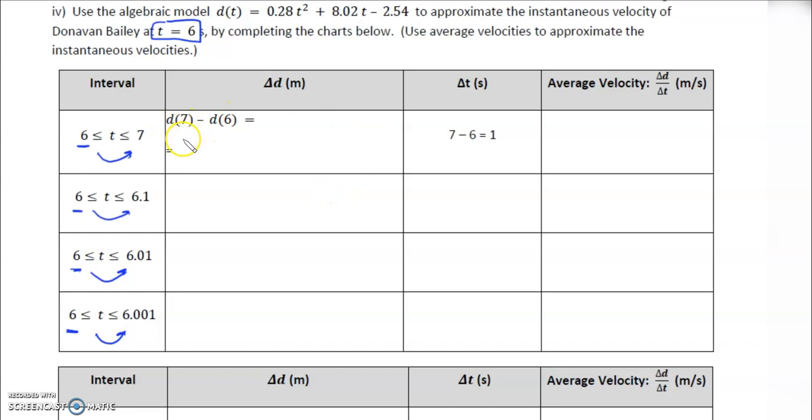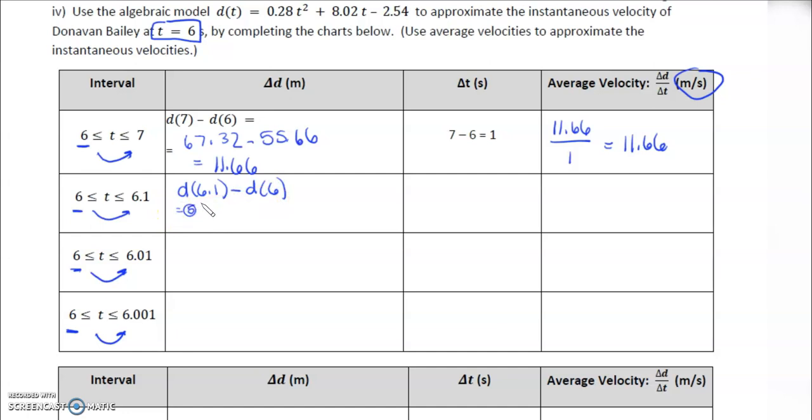Find D at 7. Well, D at 7 is 67.32, and then D at 6 is 55.66. So what I get for the answer here is 11.66. The difference here is 1. So now when we do the average velocity, we go 11.66 divided by 1. So this is 11.66, and this is already saying meters per second, so I'm not going to rewrite it. Now let's do the next one. So 6.1, when we plug in, this is essentially D at 6.1 minus D at 6.